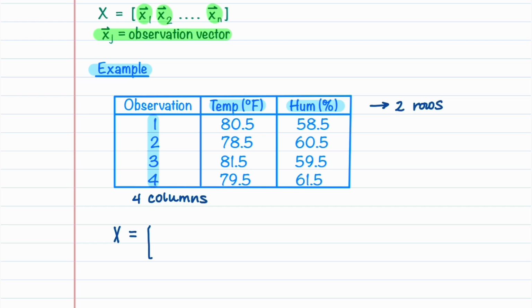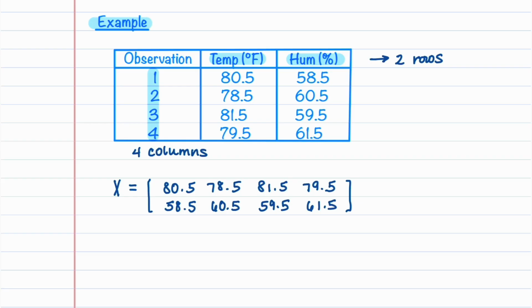and the first row in this matrix is going to contain the first feature or variable, which is temperature. So our entries are 80.5, 78.5, 81.5, and then 79.5. Our second row contains the humidity readings, so those entries are 58.5, 60.5, 59.5, and then 61.5.